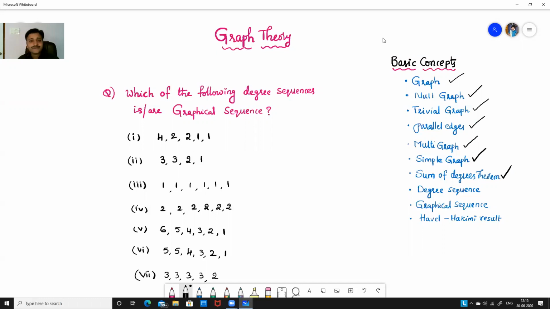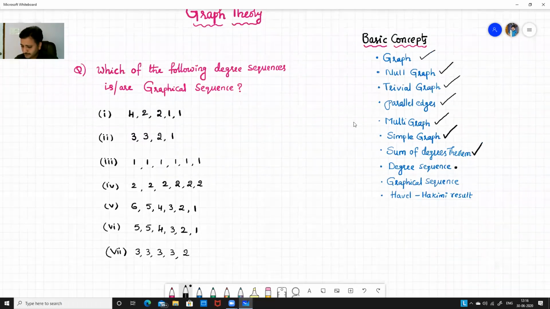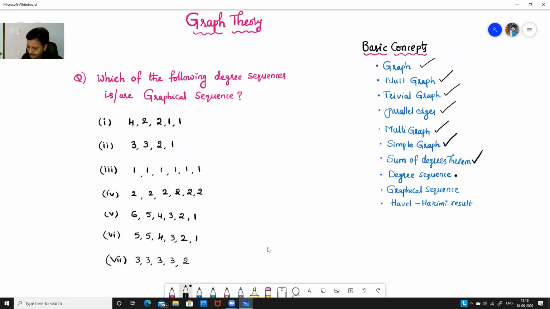Now, in this video, I'm going to discuss the degree sequence, what is the meaning of a graphical sequence, and how to use the Havel-Hakimi result in order to decide whether the given degree sequence represents a simple graph or not. Okay. So first, I will explain the meaning of degree sequence. A degree sequence is nothing but writing the degree of all vertices either in increasing order or in decreasing order. Repeating once again, writing the degree of each and every vertex either in increasing order or in decreasing order is called a degree sequence.